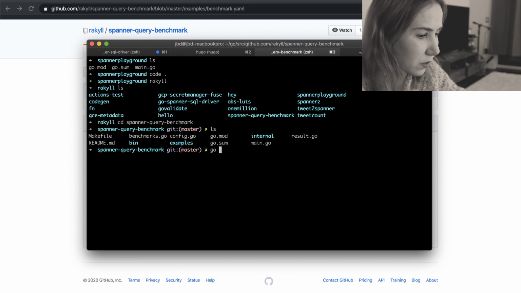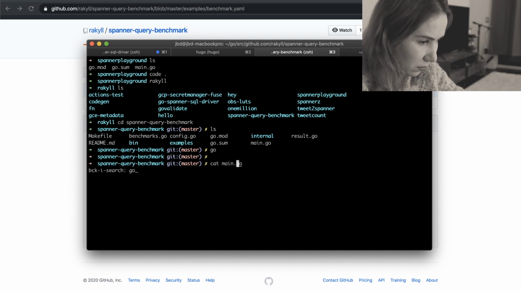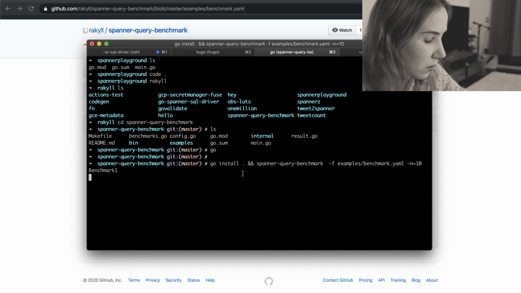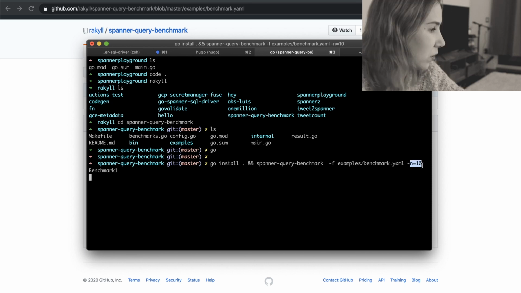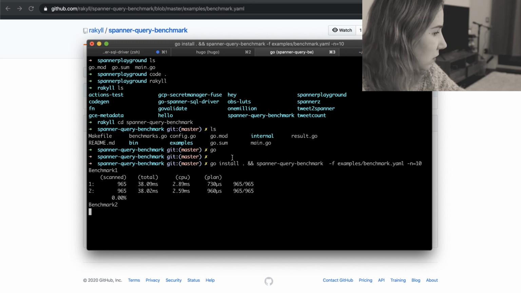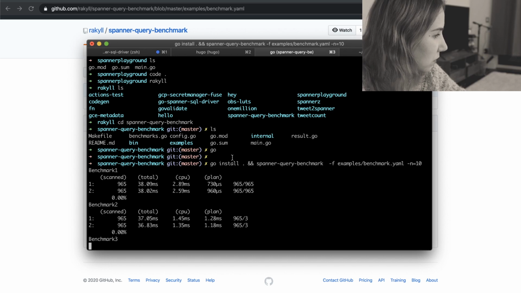Maybe I can show how this works. Query benchmark. Let me see if I have the... yeah. So n here means just run the queries 10 times, but by default it's actually 20. I should do a better job of figuring out the right time to stop running.